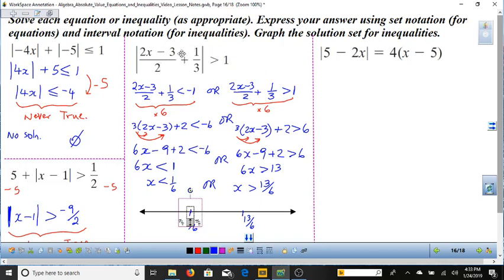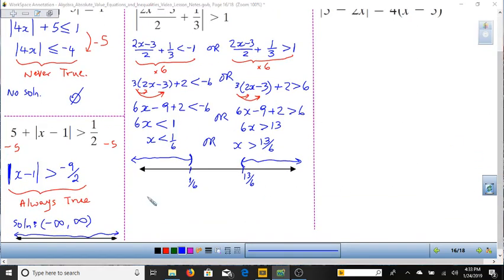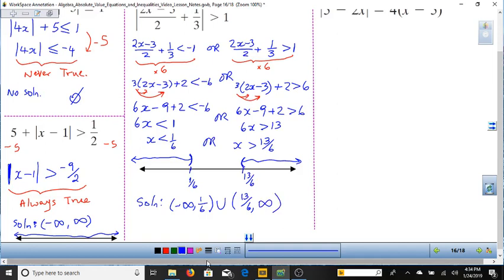And if you try 13 over 6, that will give you a +1 inside the absolute value. And the absolute value of 1 is 1. But of course, since it's not a greater than or equal to symbol, we use parentheses for my boundaries. And we're going to shade the regions that correspond to the inequality. And so now our solution, reading from left to right, is -infinity to 1/6 union parentheses 13 over 6 to infinity. And that's the answer to that question right there.